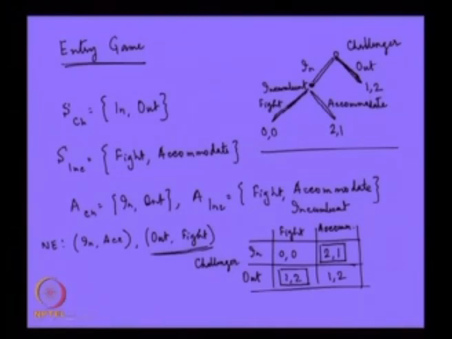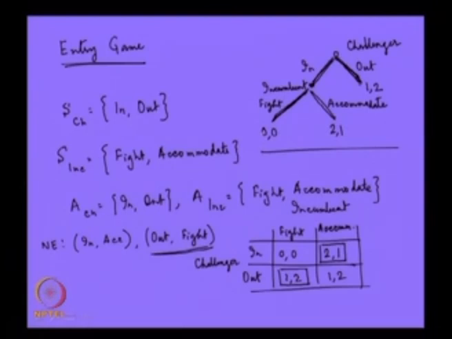What about out fight? Basically, we are talking about this out fight. Now, here, what is the payoff to the player challenger? He is getting 1 because we are here, after this terminal history out. So the challenger is getting 1, the incumbent is getting 2. Can the challenger be better off? Well, if the challenger changes her strategy and chooses in, then given that the incumbent is saying I am going to fight you, the challenger will get 0. 0 is less than 1. So from the challenger's point of view, given that the incumbent is going to fight him, it is better to stay out.